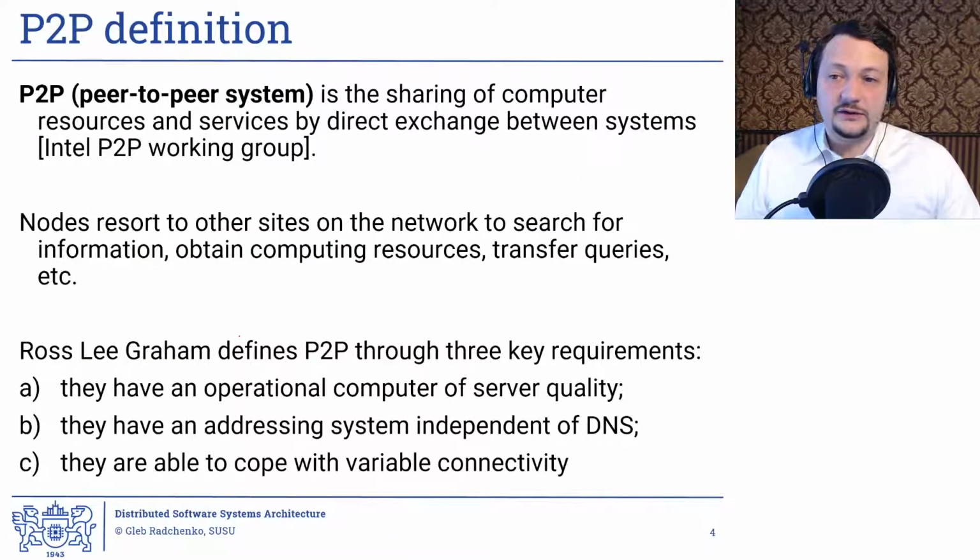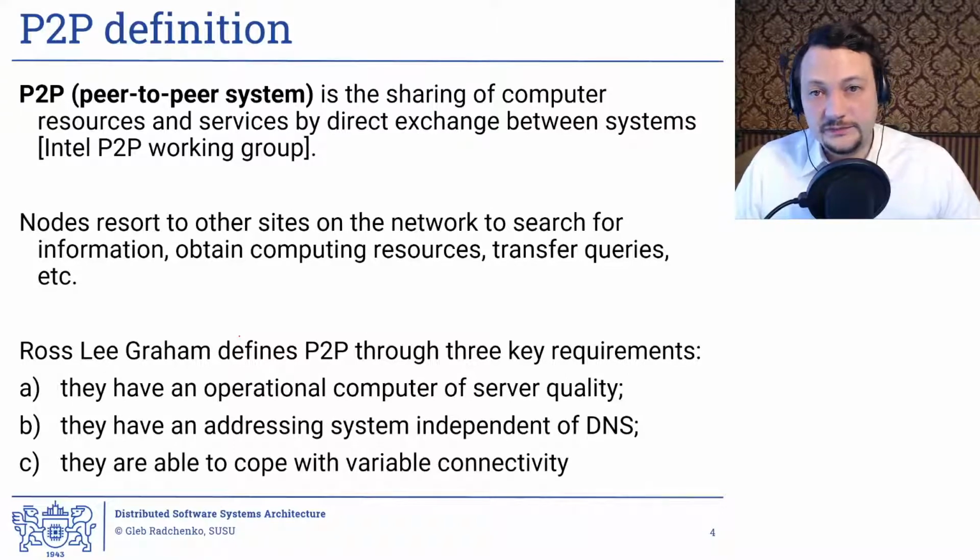If we take the Intel peer-to-peer working group definition, a peer-to-peer system is the sharing of computer resources and services by direct exchange between systems. So nodes in a peer-to-peer system resort to other nodes on the network to search for information, obtain computing resources, transfer files, etc. And if we go further about how peer-to-peer systems can be described, it is a system of operational computers of server quality. So each of the nodes is a client and a server in this peer-to-peer system.